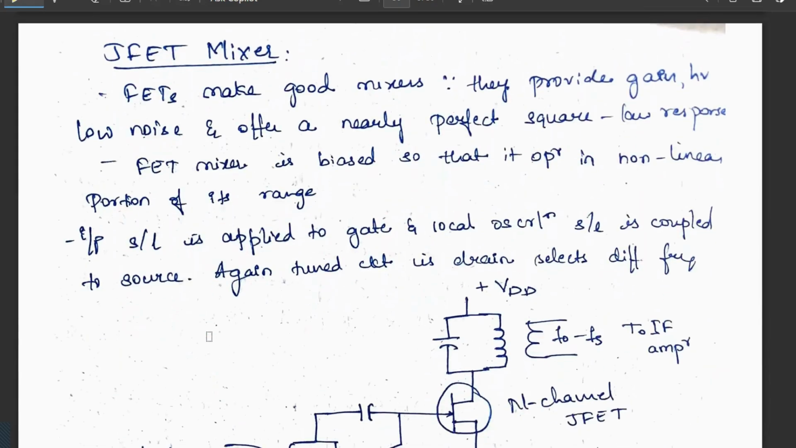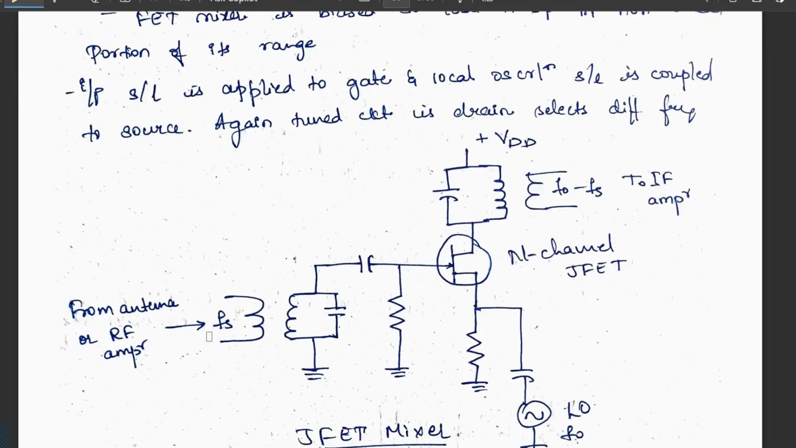JFET mixer, an important one. Here FETs make good mixers because they provide gain, have low noise, and often have a nearly perfect square law response. So the FET mixer is biased so that it operates in the non-linear portion of its range. The input signal is applied to the gate and the local oscillator signal is coupled to the source. Again, a tuned circuit at the drain selects the difference frequency.